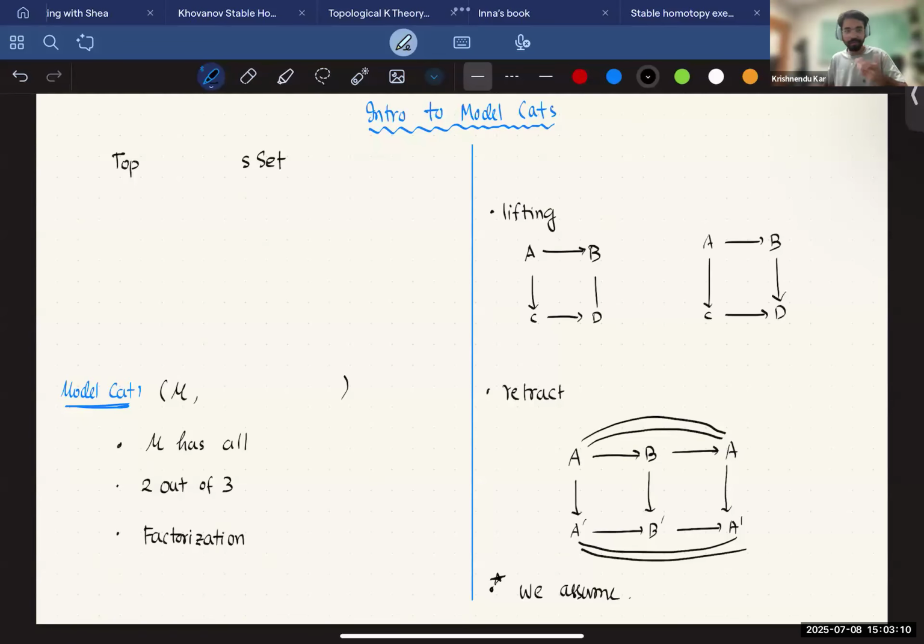All right, so welcome back, everyone. I hope you are doing well, and we will continue our discussion on our motivic spaces and motivic spectra. We'll get there, but first, we are developing all our tools in our arsenal.